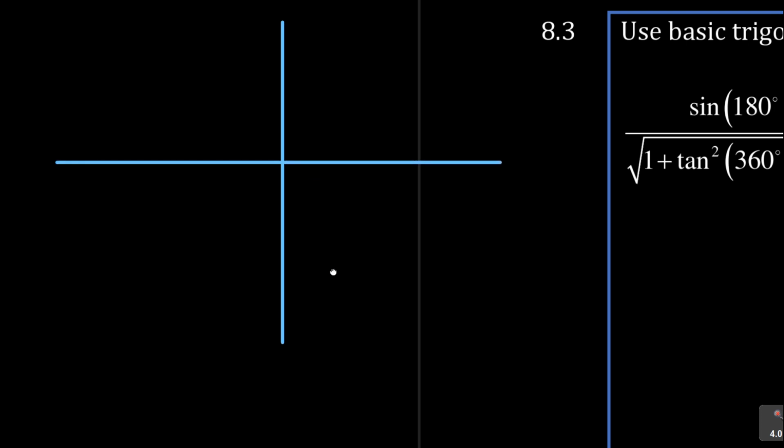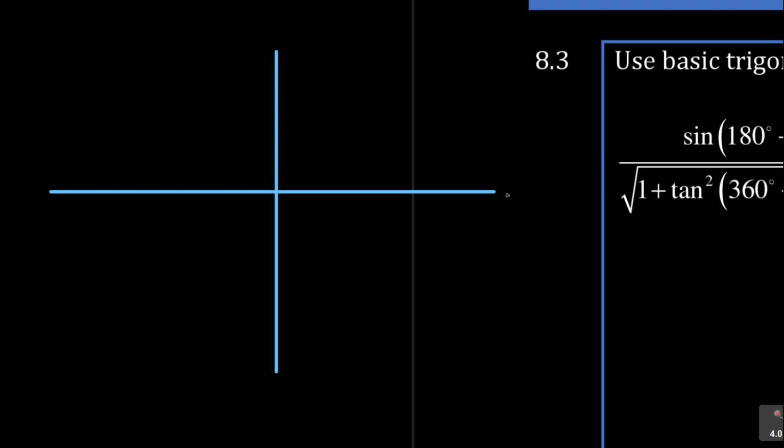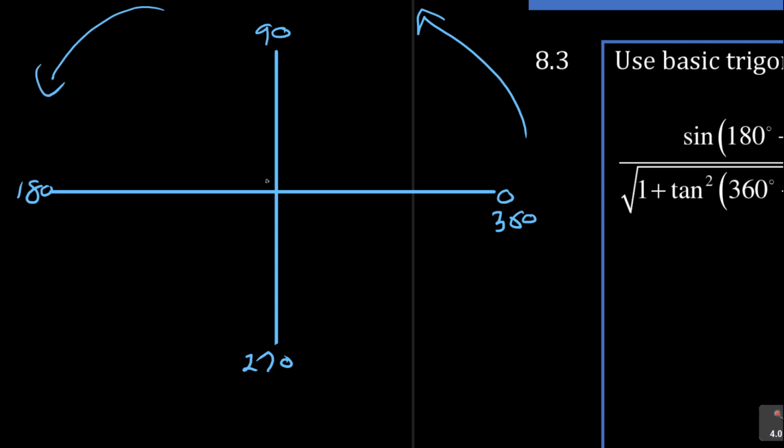Now, the cast diagram, what does it say? You have 0, you have 90, you have 180, and then 270, and after a complete revolution, 360. You see, I'm moving anti-clockwise. So this is my quadrant 1, my quadrant 2, my quadrant 3, and my quadrant 4.